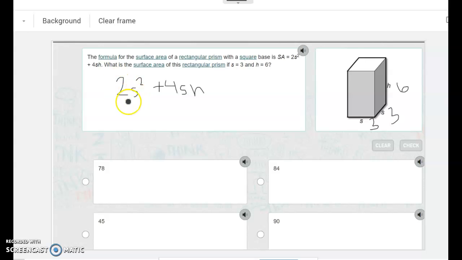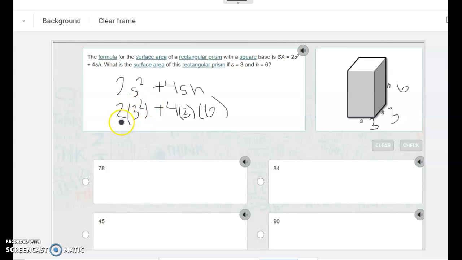This is multiplication. So just like with any order of operations problem, we're going to go in a certain order, but first we must fill in those letters with the numbers that they represent. So I'm going to rewrite that as 2, 3 to the 2nd power, plus 4 times 3, I'm going to put that in parentheses, times 6. Again, all I'm doing is taking the information from up here and replacing those letters with those numbers. I'm going to put parentheses around here as well.